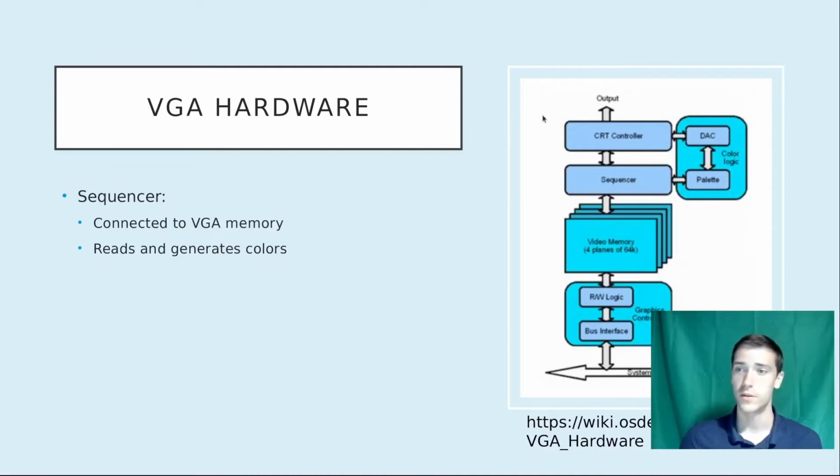And I thought an interesting tidbit was that there's a sequencer that is outside of our realm of control, and it's attached to the video memory, and that is the thing that reads the colors and generates those colors and sends them to the rest of the system. So there's something plugged into the memory that we're modifying that's reading it and doing whatever it has to do with it. We don't have to really worry about it.